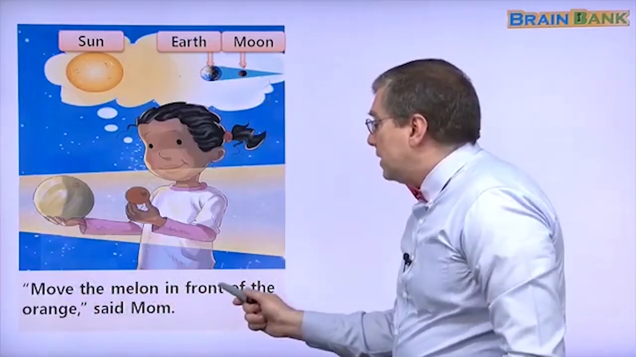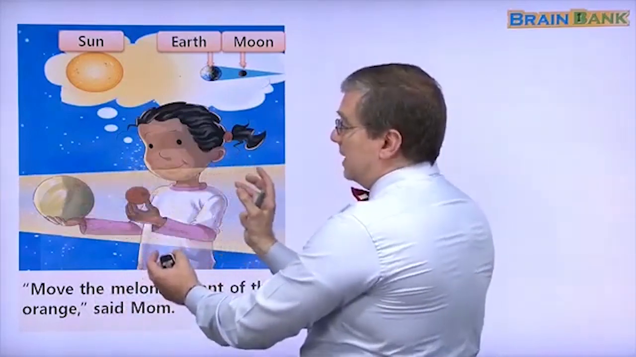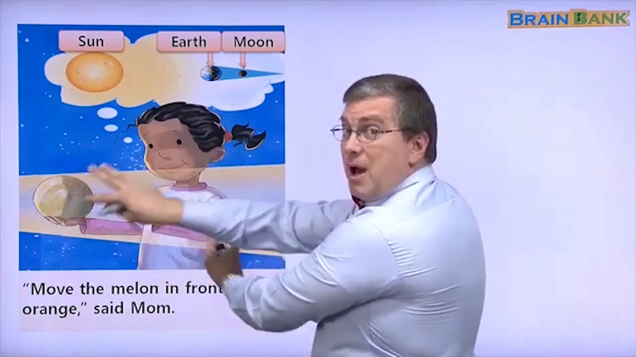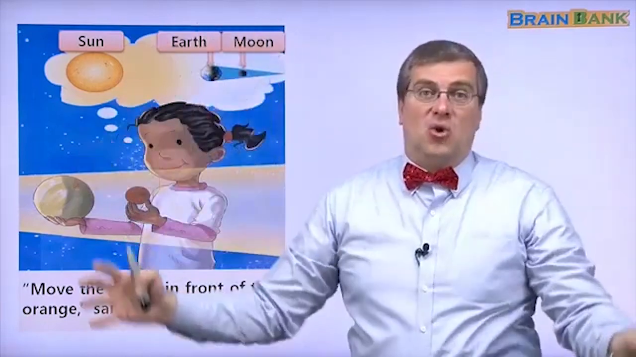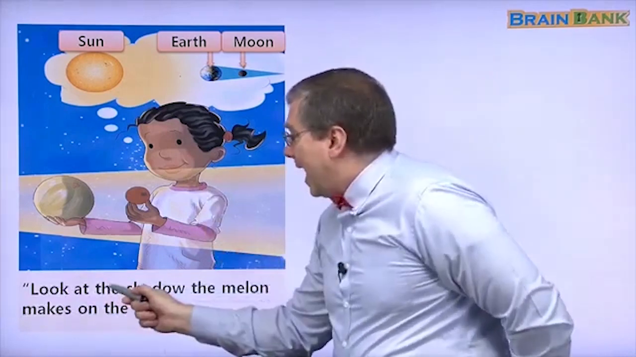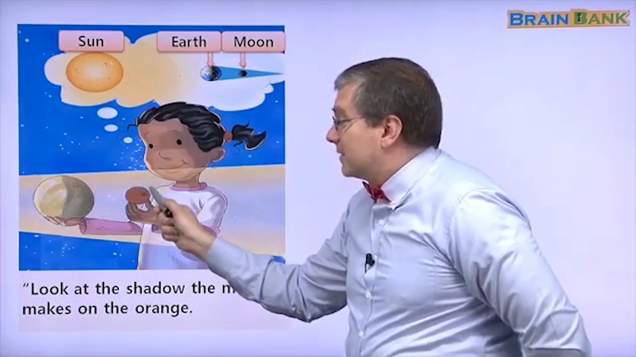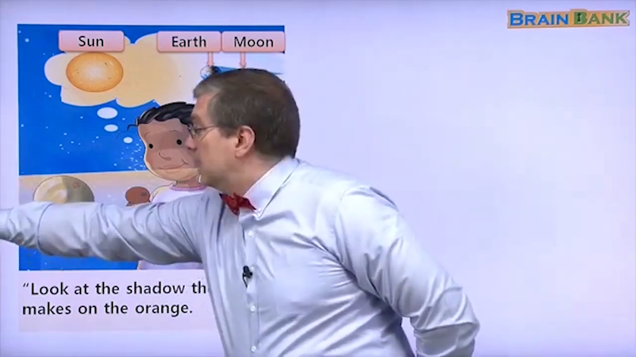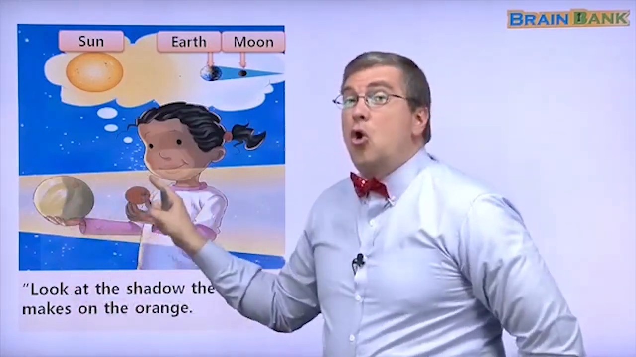Move the melon in front of the orange, said mom. In front of. So before, 전에, the melon is here, the orange is here. But now, 파과해요. Move the melon in front of the orange. So now the melon is in front of the orange. And now look. Wow, the shadow covers the whole moon, right? The whole orange. Look at the shadow the melon makes on the orange. Here is the sun. Here is the light. The earth, or the melon, blocks that light for the whole moon.